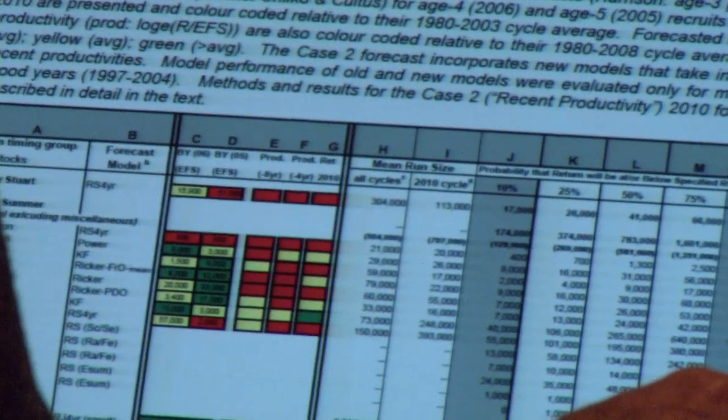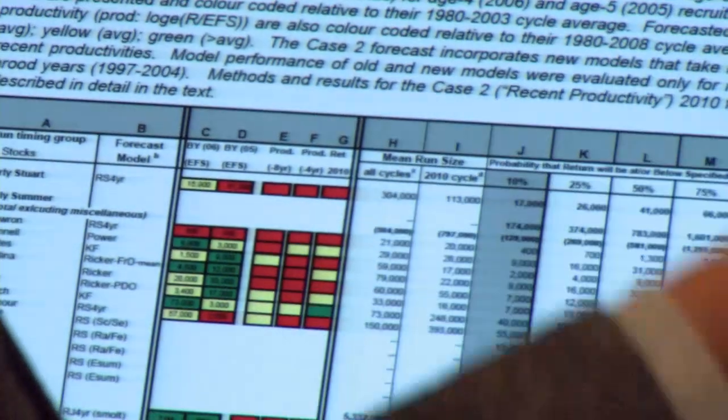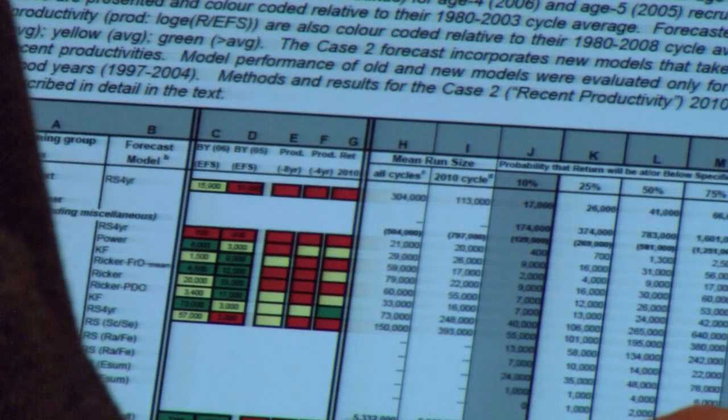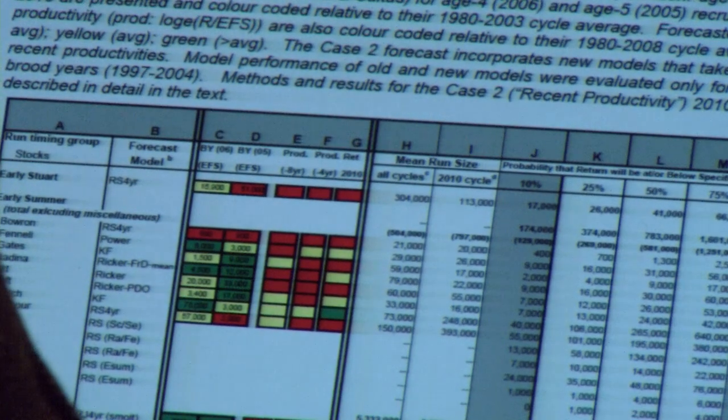So if I can just stop you for a minute, those show the parent generation for the 4-year-old returns. Is that right? Yes. That's correct. The parental females for the fish returning in 2010 as 4-year-olds. That's correct. And then the one beside it is the same, but is it for the 5-year-old numbers? Yes. Okay. And then what do the colors mean, yellow, red, and green?